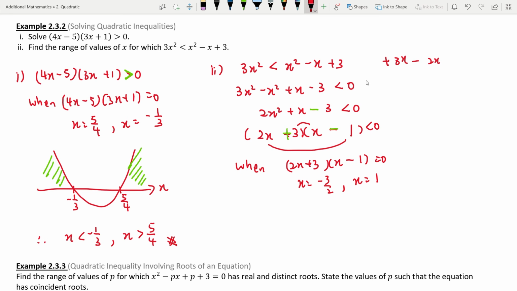Let's try using the graph sketching method again. We draw the x-axis. We have a positive x squared, so it's a smiling curve. Our x-intercepts are -3 over 2 and 1. We are looking at the area which is less than 0, meaning below the x-axis, so here. Hence, the range of values of x that satisfy the inequality is x is between -3 over 2 and 1.